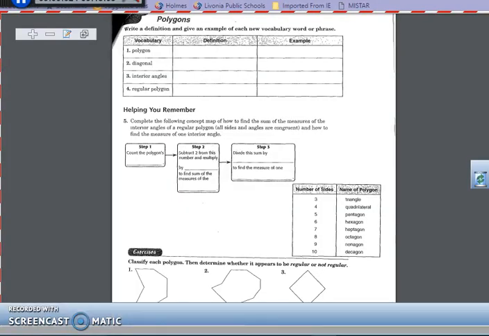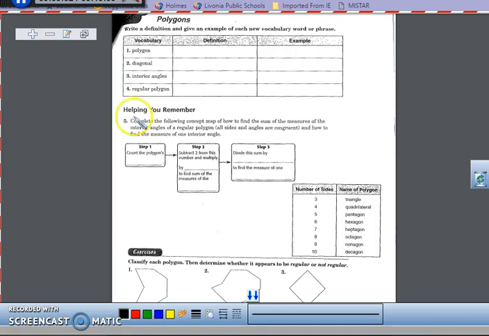Okay, we are on 10.6 polygons. There are a lot of notes on this, so I had to make it pretty small. So if you see me going off the page, try and fit everything onto your page, because I don't know how small I'll be able to write with the pen. Alright, polygons. Couple things we're going to do with this.